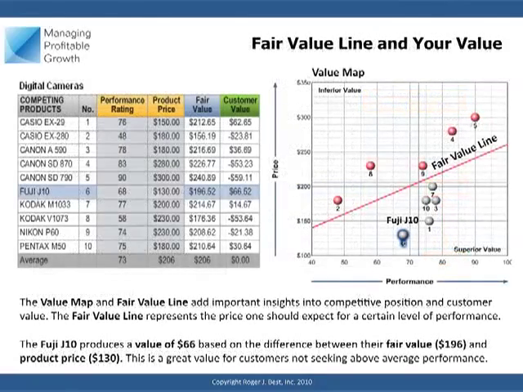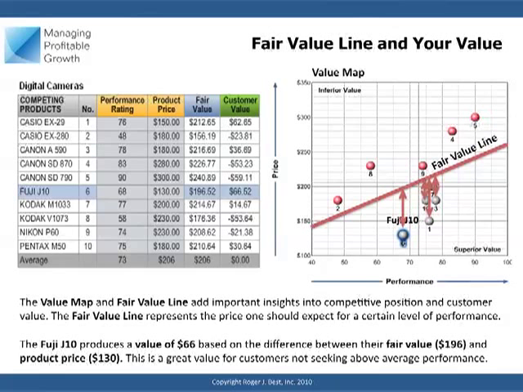A value map using product performance and price for each competing product provides an important view of competitive position and customer value. The fair value line in the value map is what a customer should expect to pay for a certain level of product performance. Customer value is the difference between fair value price and product price.